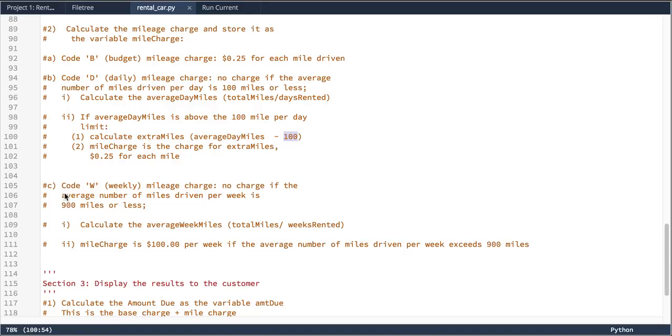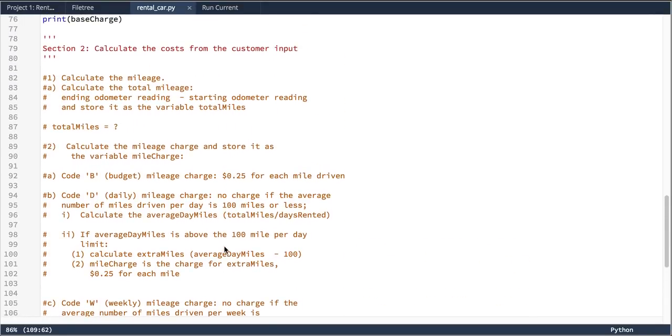Weekly is a little different. There's no charge if the miles driven per week is 900 miles or less. So we get the total miles divided by the weeks rented. The mileage charge is $100 per week if the number of miles driven per week exceeds 900. So we have several different calculations to do, and they're based on the type of rental.